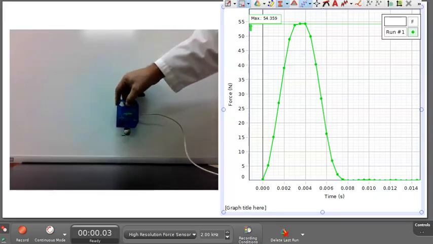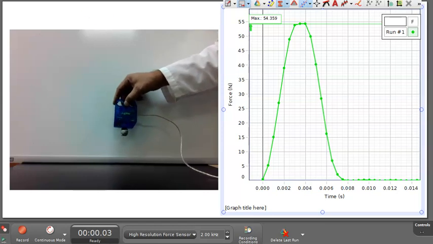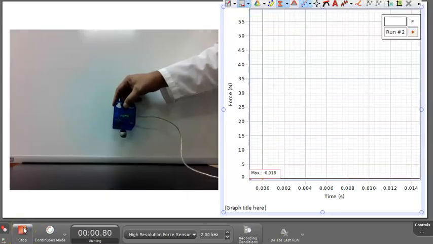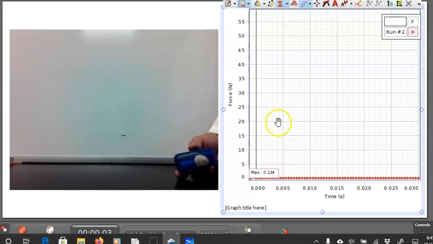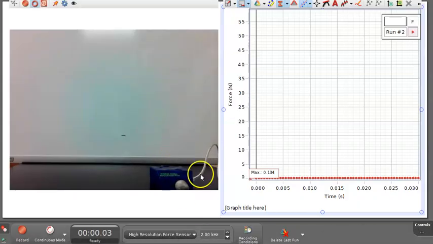Again, I'm going to put the ball at about the same height, 9 centimeters. Again, we're kind of eyeballing it, and I'm using the camera to help me out there. All right, so let me get the mouse there, and let's see what happens. Okay, that didn't give me any data, so let's delete that run and try it again.